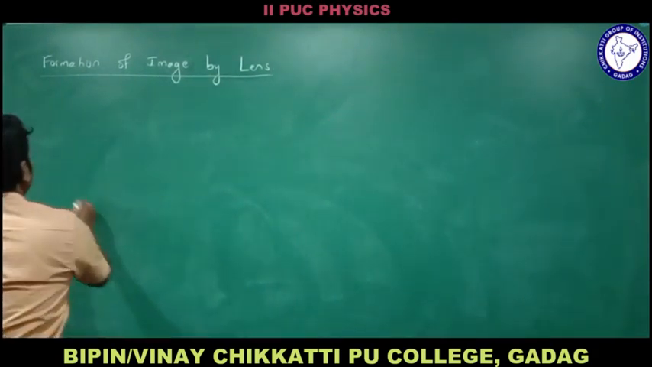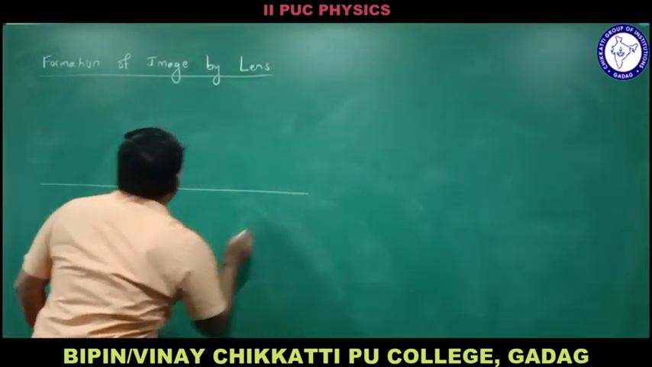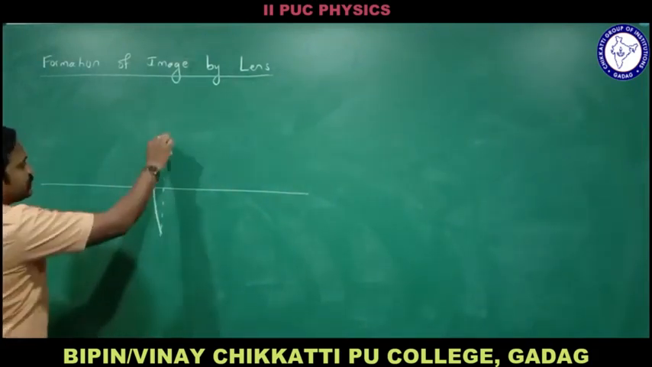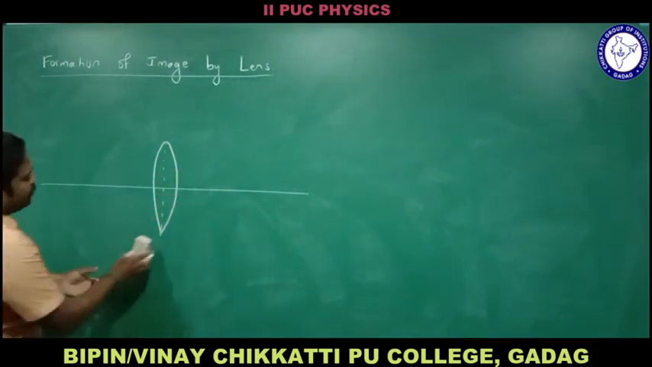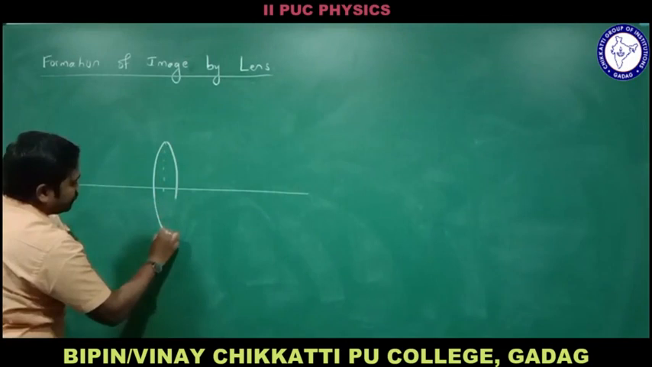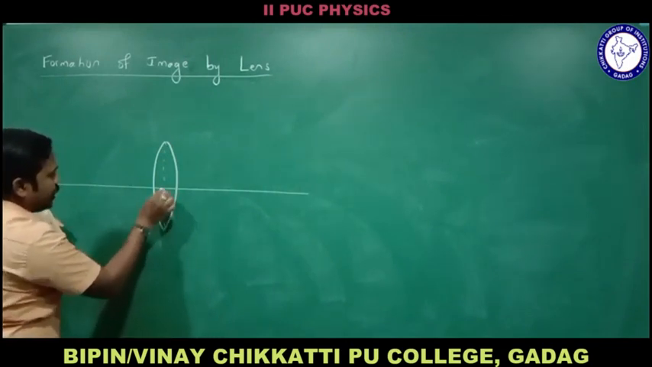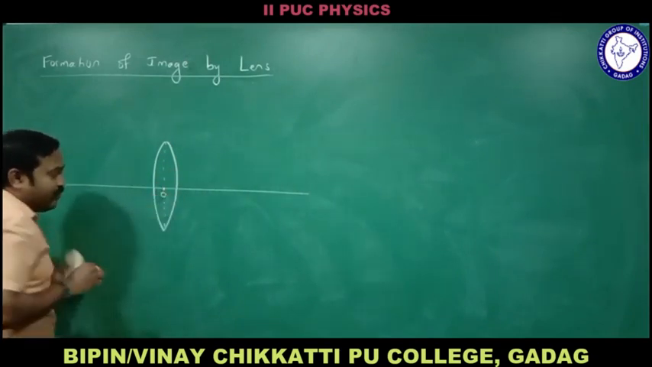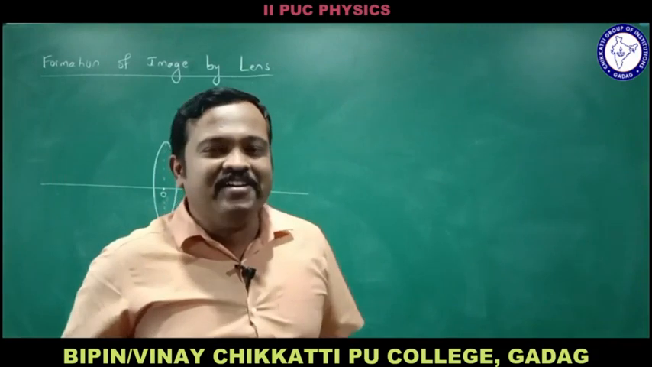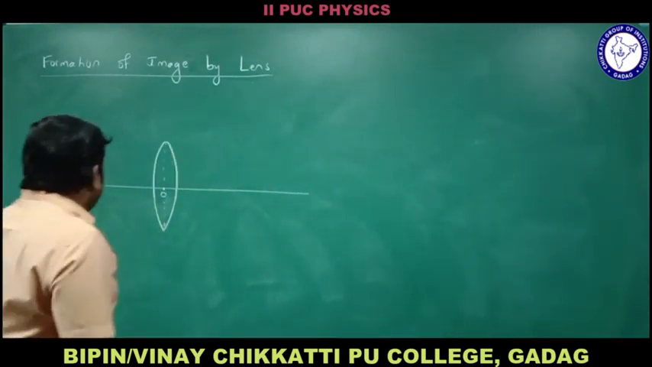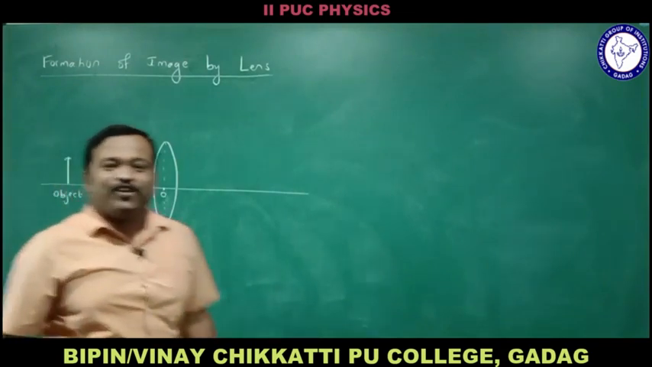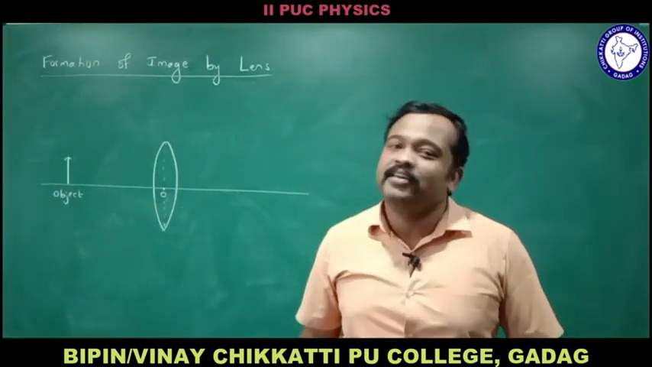Okay, let us consider this. This is the principal axis, and let me take a convex lens like this. So this is the convex lens. What is this point called? This point is called the optic center. What is the optic center? If a ray passes through the optic center, it passes undeviated. Now let us take an object here. Do remember, this is an object kept in front of the convex lens. Let us check where the image is formed.